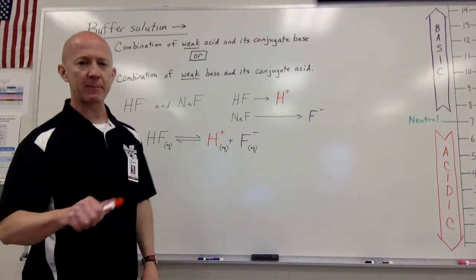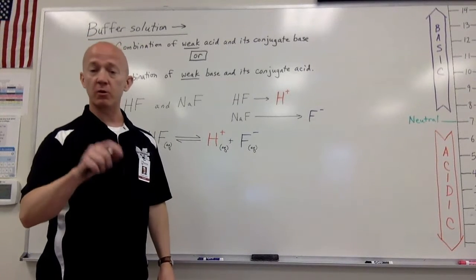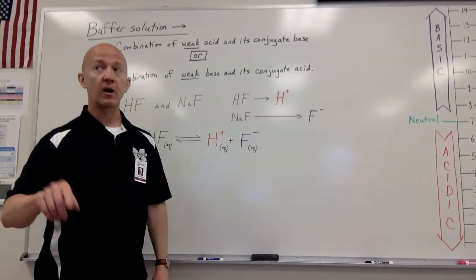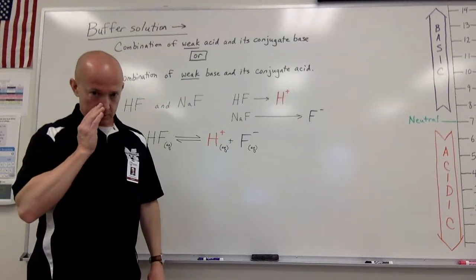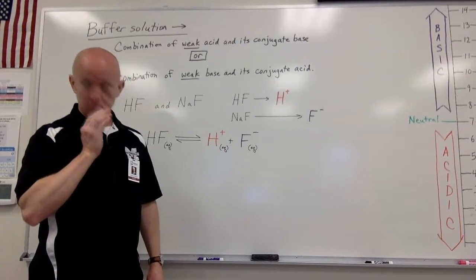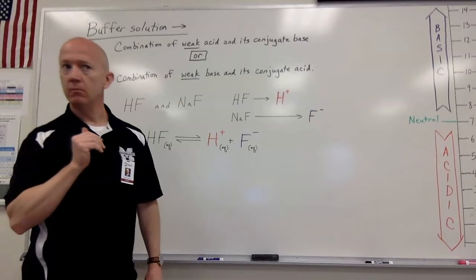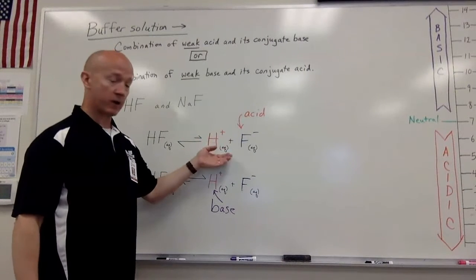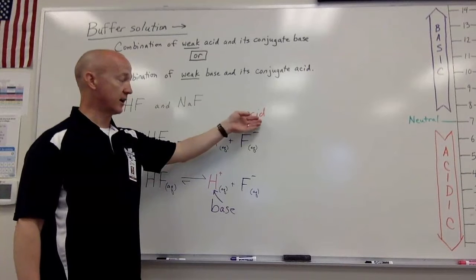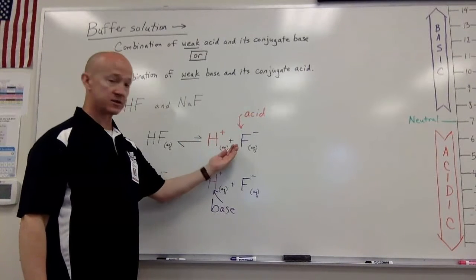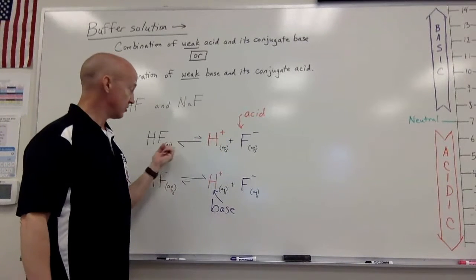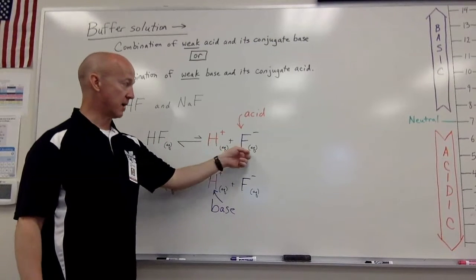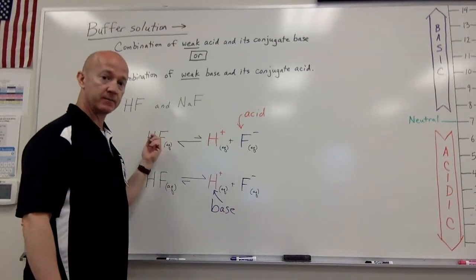Now let's see what happens if we add an acid or a base to this system. But hey, we have to remember Le Chatelier's principle. When we add acid to the system, it's sort of like we're adding product. The hydrogen ions of that acid are going to cause this reaction to shift to the left and form more hydrofluoric acid by combining the acid with the fluoride ion.